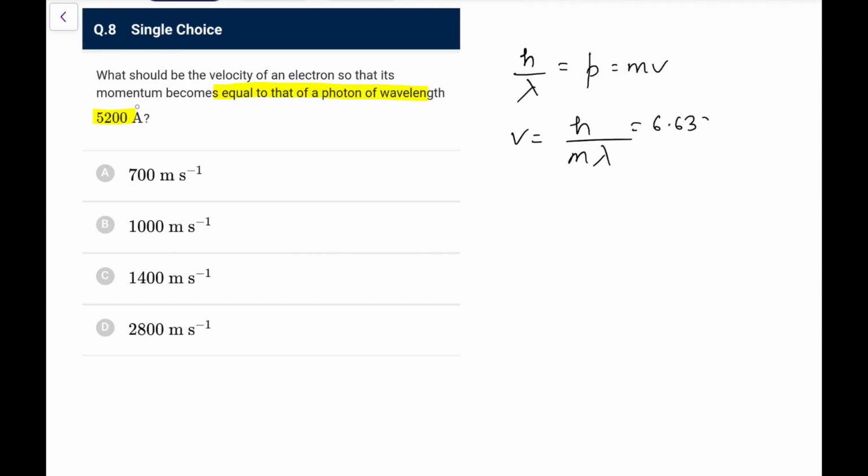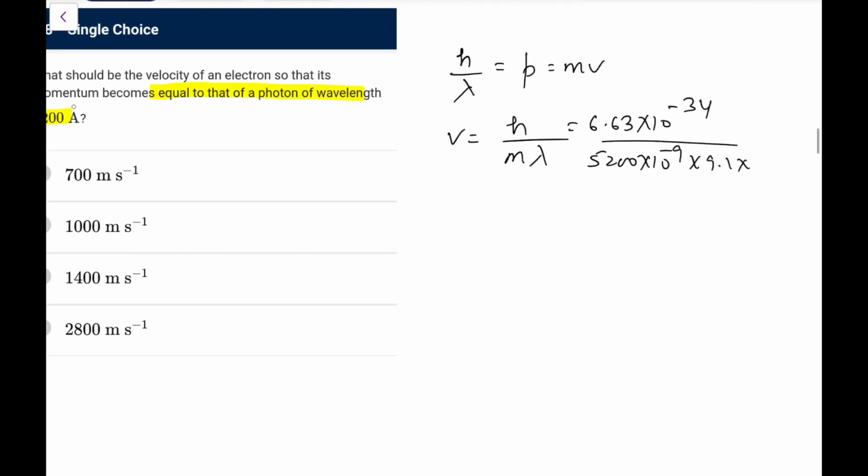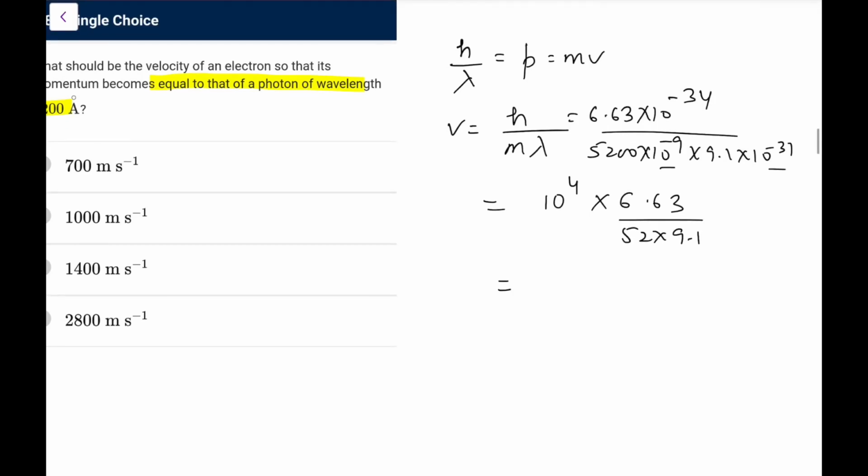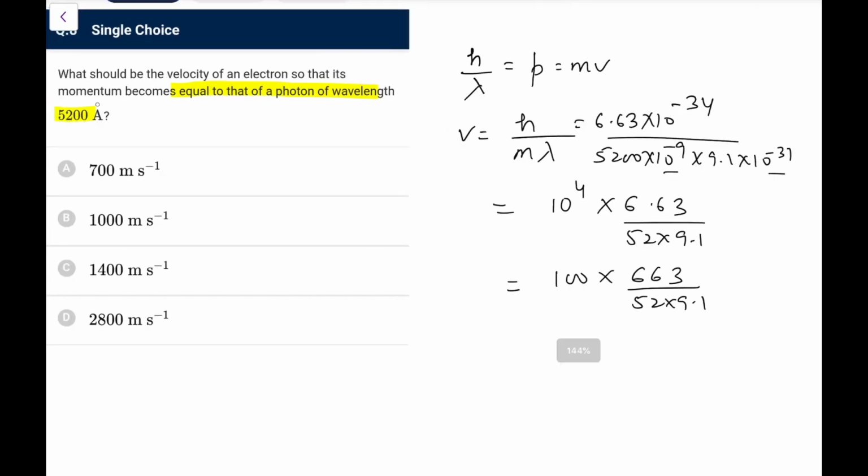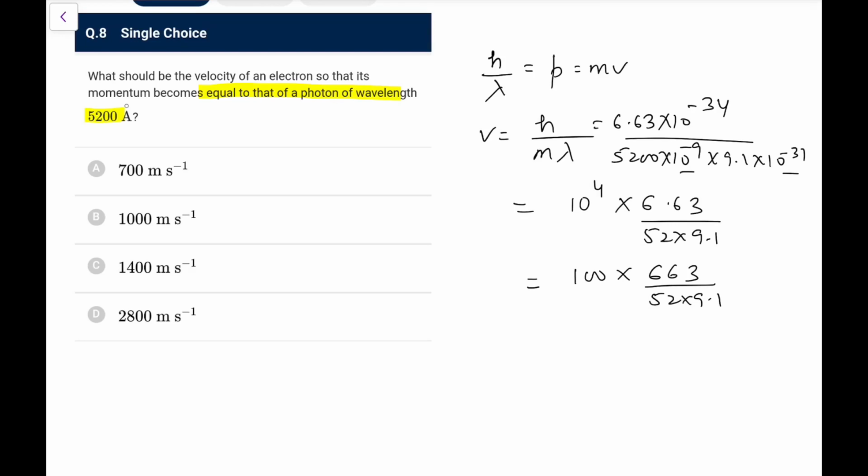h is 6.63 into 10 to the power minus 34. Lambda is 5200 into 10 to the power minus 9, and the mass of the electron, you know, is 9.1 into 10 to the power minus 31. So it is 31 and 9 gives 10 to the power 6 and 2. I can take it out as 10 to the power 4. I can write 6.63 upon 52 into 9.1. Let me write it as 100 into 663 upon 52 into 9.1. So 52 into 9.1 would be 460 something, so it would be 1.4 something into this.